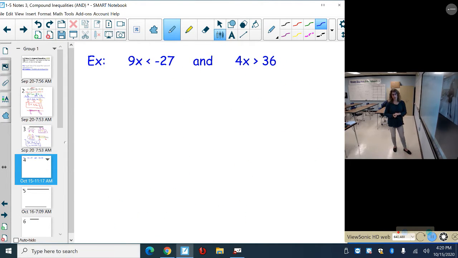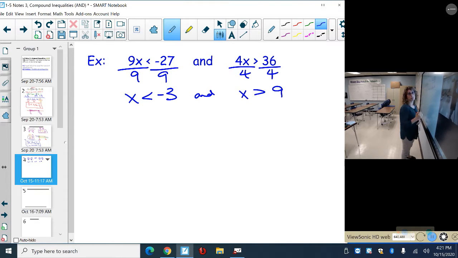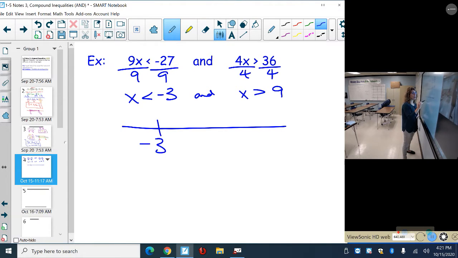Let's do one again like that, okay? Same concept, divide by 9. I have x is less than negative 3. And divide by 4, x is greater than 9, okay? So this is an "and." Since it's an "and," I'm going to put negative 3 here, and I'm going to put 9 there.